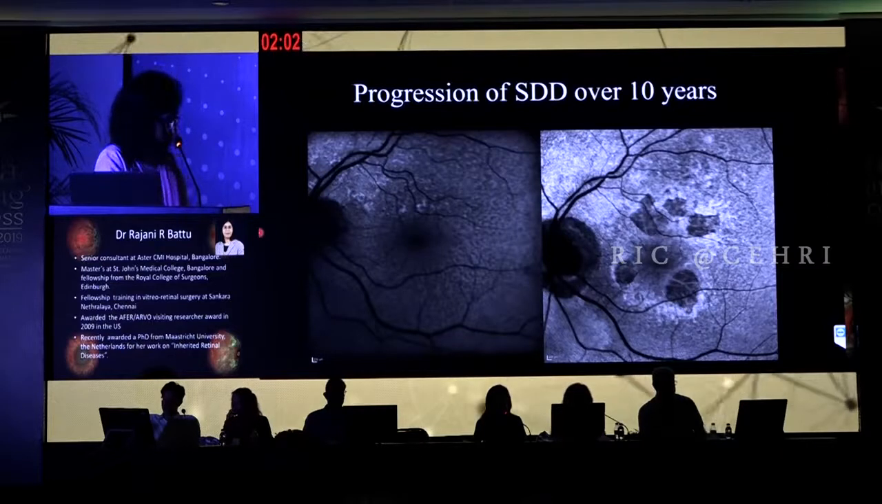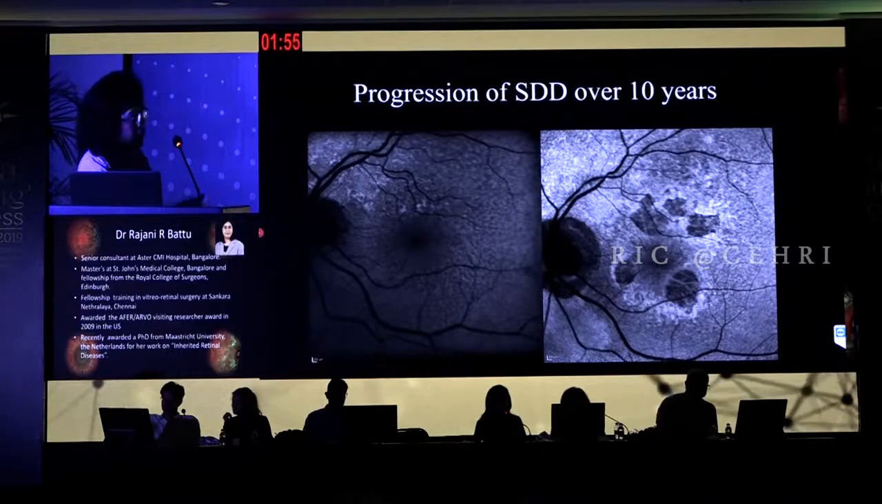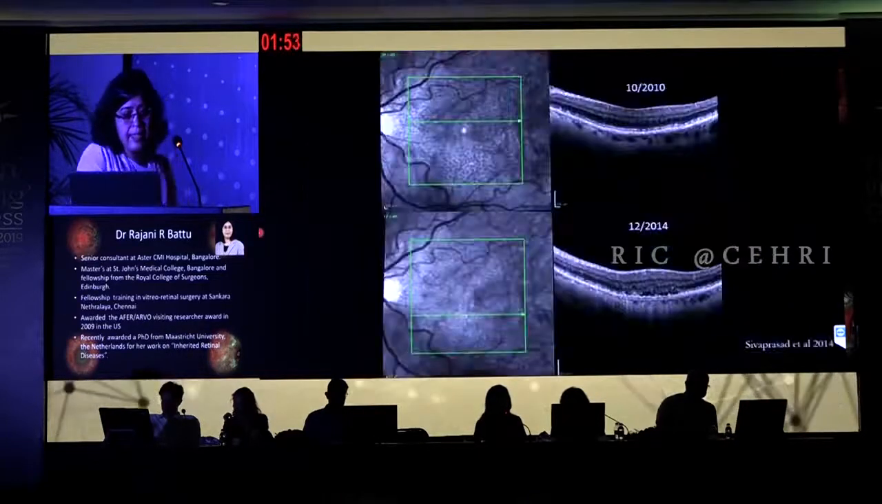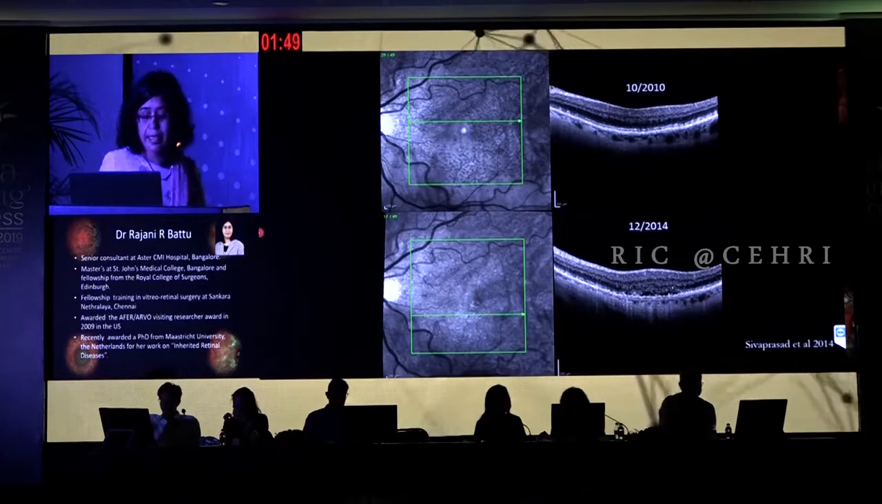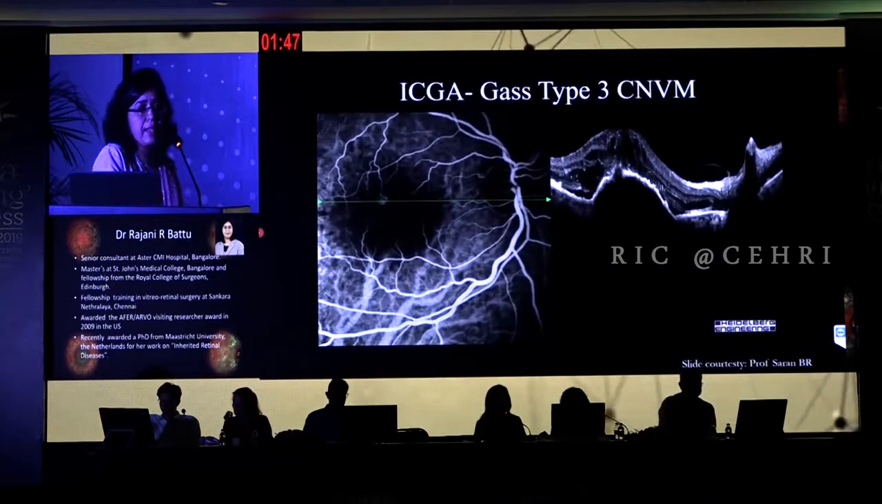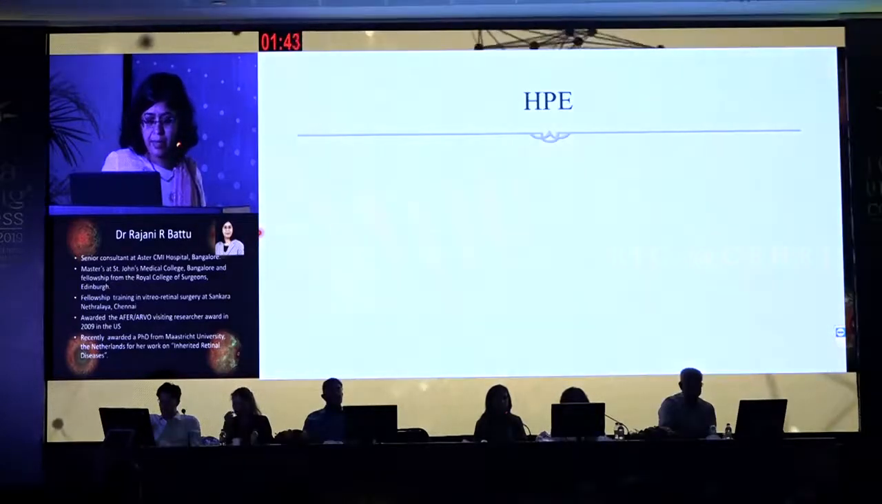Now, this is an area where the drusen have progressed to have areas of geographic atrophy, and that's an eye which has progressed to have a choroidal neovascular membrane. We heard enough of the type 3 lesions, so most of these go on to develop type 3 or the RAP kind of CNVMs.